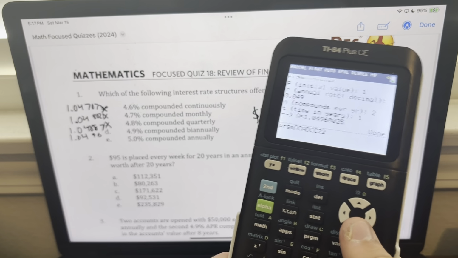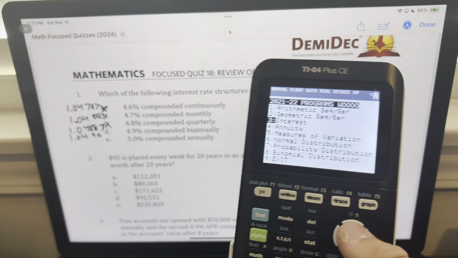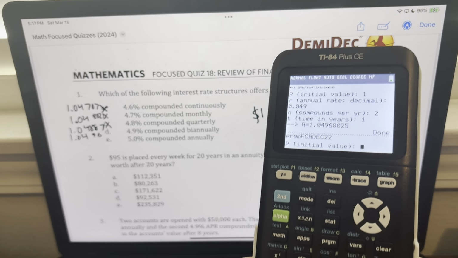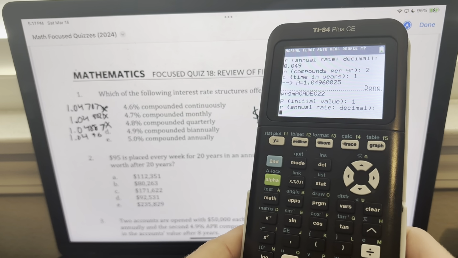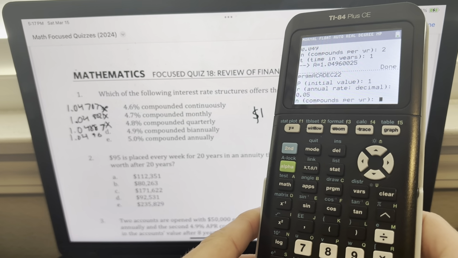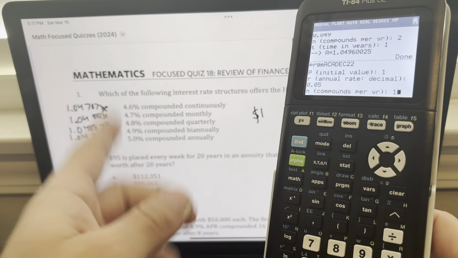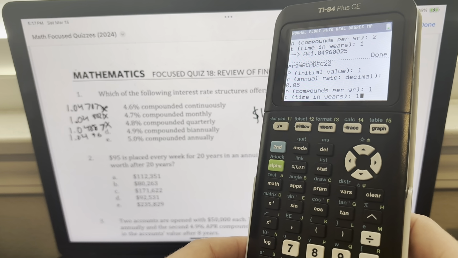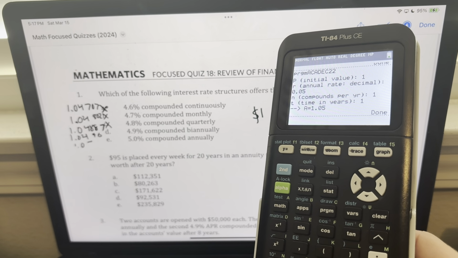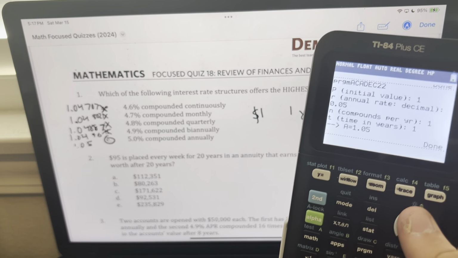And then we get to compound interest, final value, 0.05. Compounds per year is 1 because it's annually, once a year. Time in years, 1. And we get 1.05. Would you look at that? So E is our option. That is correct.